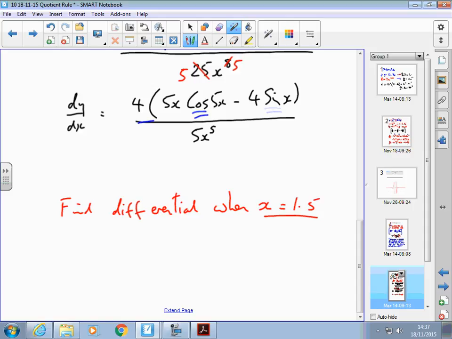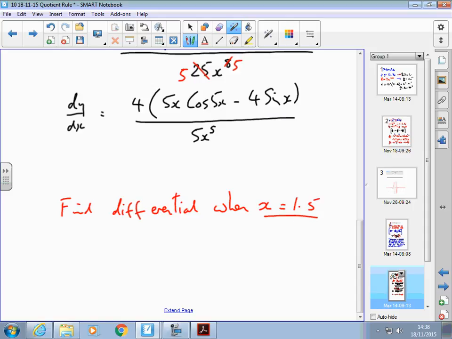Use the fraction button and literally put this on the top. 4, open bracket, 5 times 1.5, because x is 1.5, times the cosine of 5 times 1.5. Don't forget to close the bracket after you've done the cosine, minus 4 times the sine of 1.5. And then underneath, 5 times 1.5 to the power 5. You can put it in one hit in your calculator.